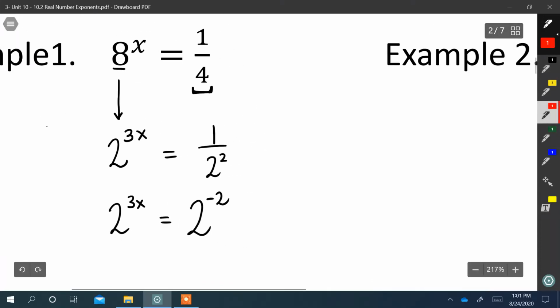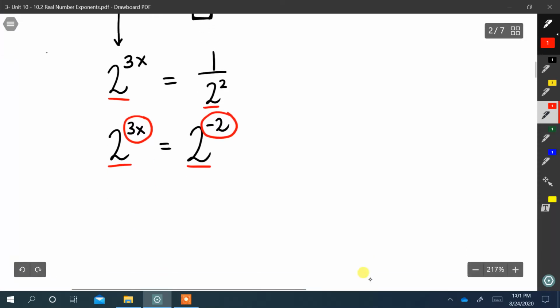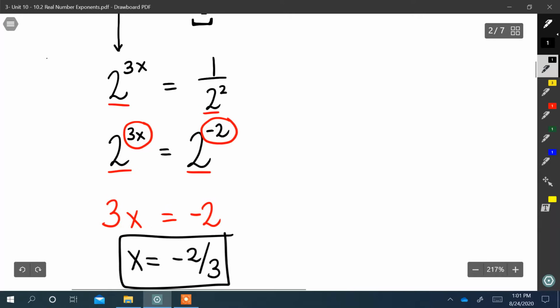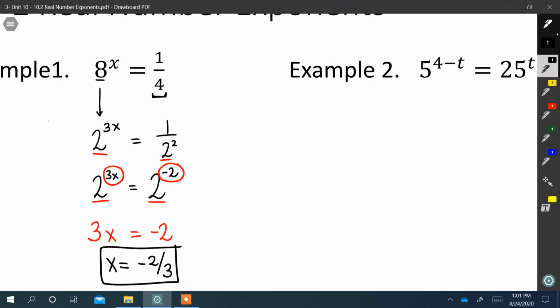So the reason why you want to have the same base is because now when you look at this, you can easily tell that this better equal this right here. So from this, I can say, well, 3x better equal negative 2. And then I solve for x, and my final answer will be negative 2 over 3 when I divide by 3. Okay? So in this type of problems, we want to rewrite them in such a way that I have the same base.